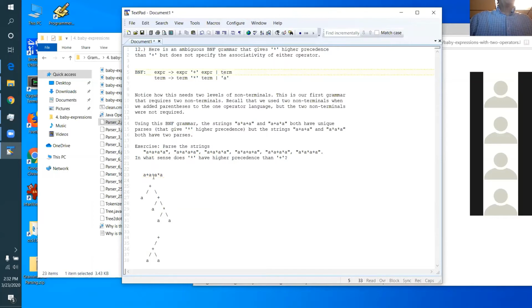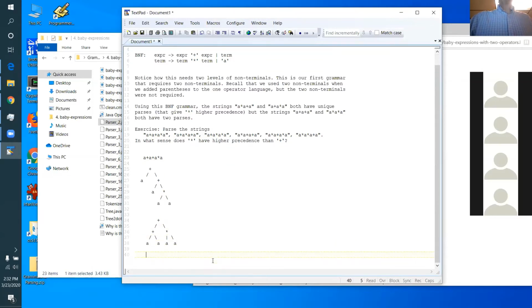See, when I parse this part here now, the expression on the right will have to be a term. So then on the right, I'll have to have a term, which is times, and then that times will have an A and an A. So I see it's an ambiguous grammar, so I can parse this thing multiple ways.